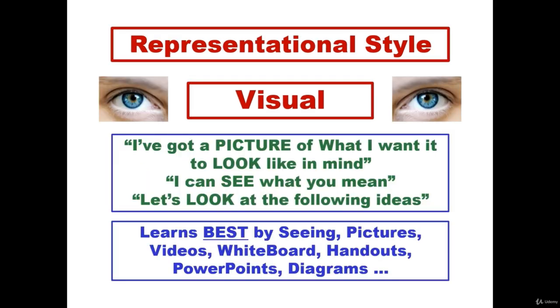So the first representational style, your preferred style of absorbing information, is visual. Now, a lot of people are visual. Men tend to be more visual than women, but women can be very visual too. You will hear in their language that they have a visual style by the types of phrases that they use. They'll say, I've got a picture of what I want it to look like in my mind. I can see what you mean. I can picture that happening. Let's look at the following ideas. See how they're using visual words within their phrases?